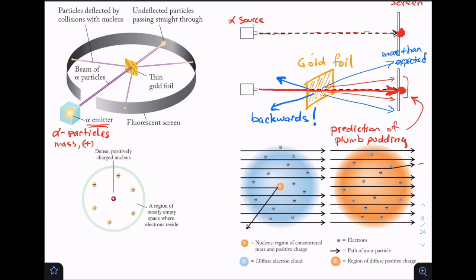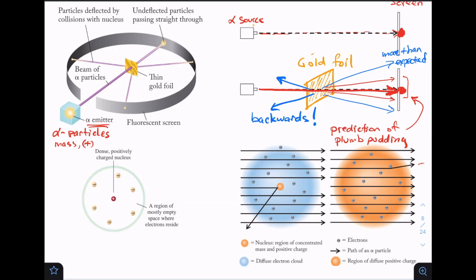And you can see that in the cartoon from the textbook on the left. That was absolutely not expected. This thin gold foil, it's literally just a few atoms thick. The plum pudding model had no way to predict or explain that these particles would run backwards. The result was so shocking that the story goes, I wasn't there, when Rutherford saw these results, it was like taking a cannon, shooting a cannon at a piece of tissue paper and having the cannonball bounce back in your face. That's how surprising and shocking this result was.